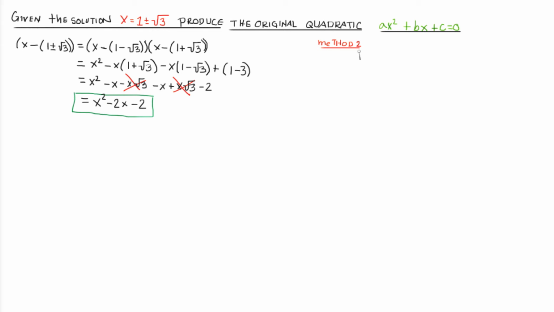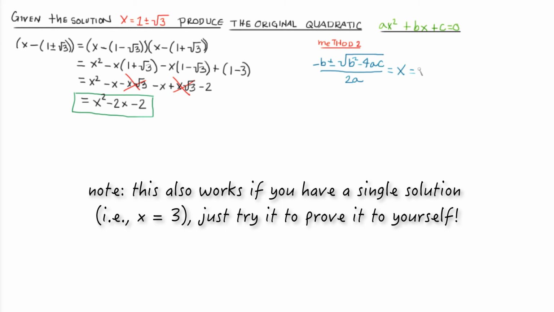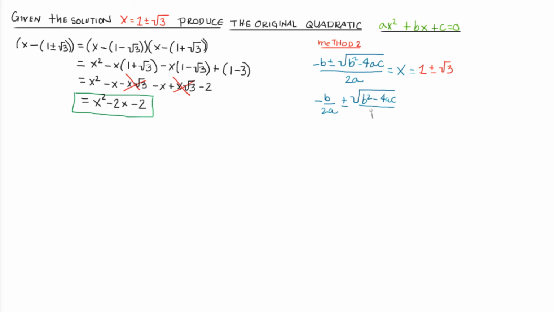Method 2 is a little more drawn out, and it relies on using the quadratic formula, the one you see up there. As you know, this is minus b plus or minus the square root of b squared minus 4ac, over 2a, and we're going to set that equal to our x value, which is just 1 plus or minus the square root of 3. Now, what really gives us a hint, and sometimes you can't do this, but in this case we can, is that both sides have two similar parts. So we split them up so that our minus b over 2a is one part.